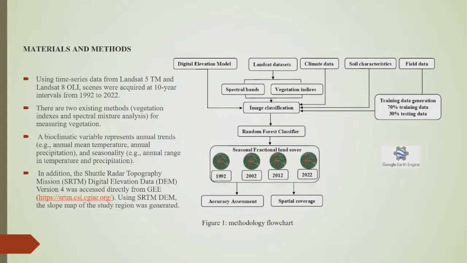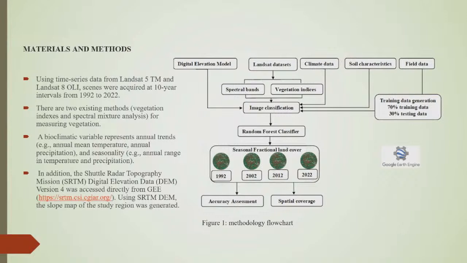We put in the Landsat dataset from Landsat 5 to 8, and then we are using a 10-year interval from 1992 to 2022, which is a 30-year period. Now, again, we have to include the bioclimatic data, which is freely available also. And also, we have to put in the soil characteristics.